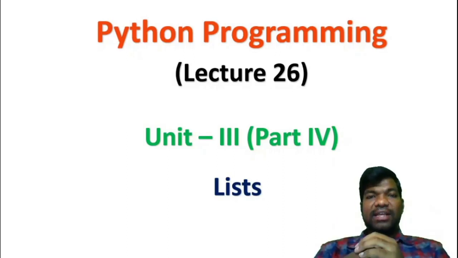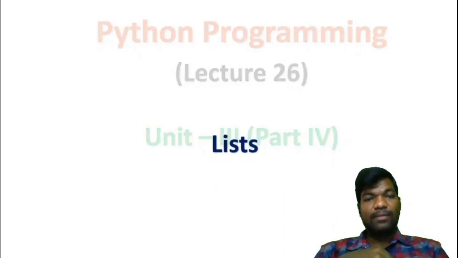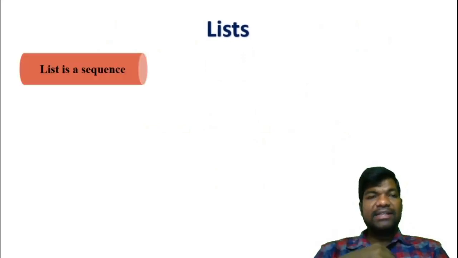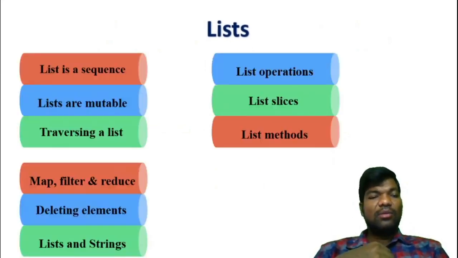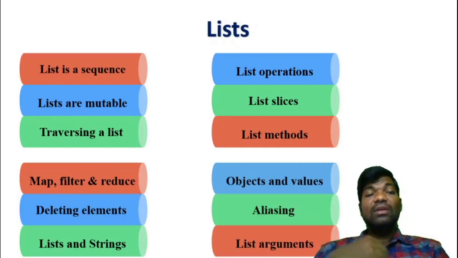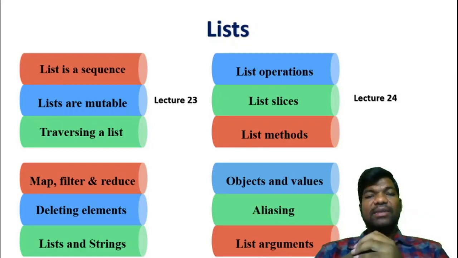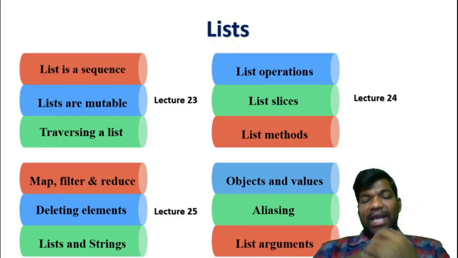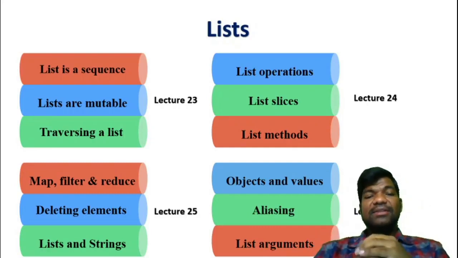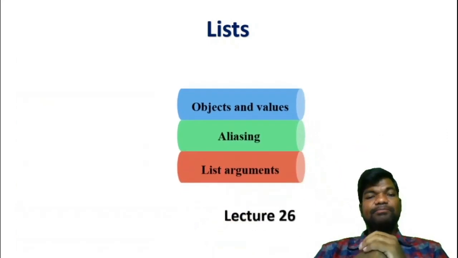Today we are discussing unit 3 part 4, lists. Once again, check the syllabus. These are the topics. In lecture 23, 3 topics were completed. In lecture 24, list operations, list slices, and methods were completed. In lecture 25, map, filter, reduce, and deleting elements from lists were completed. Today we will discuss the last three topics: objects and values, aliasing, and finally list arguments. Let's get into the lecture.